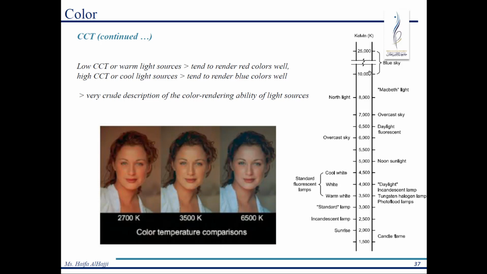Now let's see the effect of these. For example, we have different lights, each one of them with its color temperature described with the scale. So we have the first light, it has 2700 kelvins color temperature, and the second one is 3500 kelvins, and the third one is 6500 kelvins. As you can see, you probably prefer this one or that one to this one. So this one looks more cool.